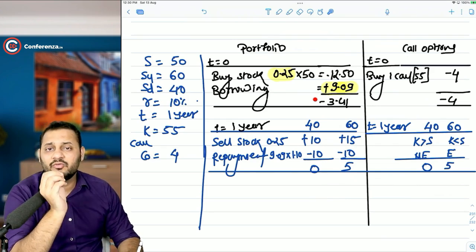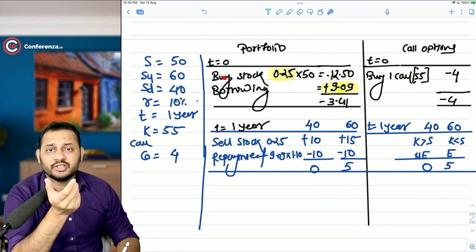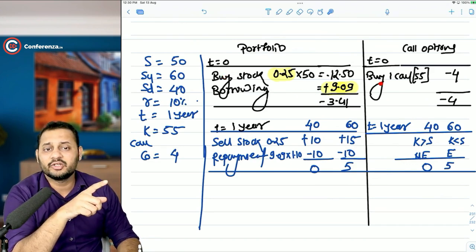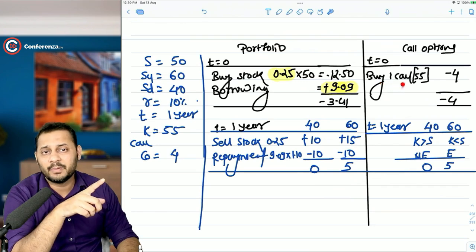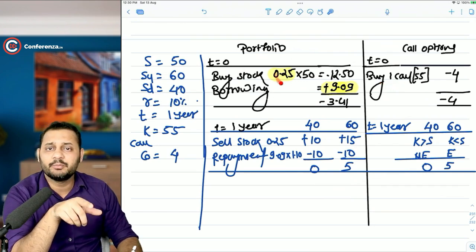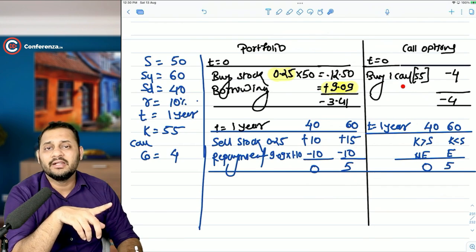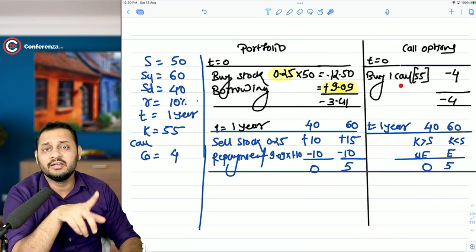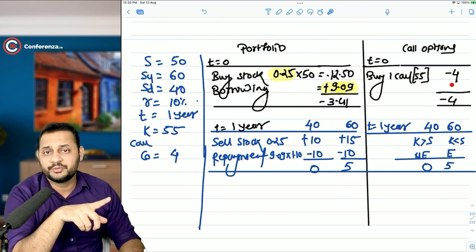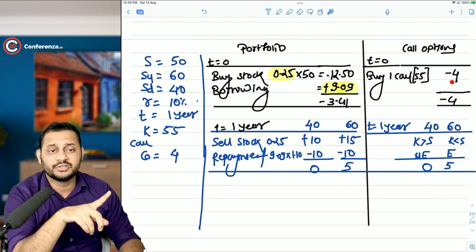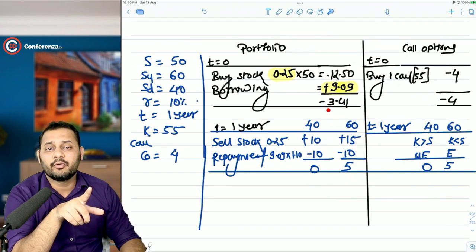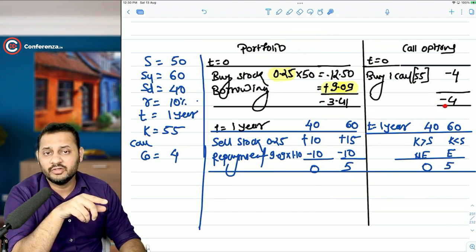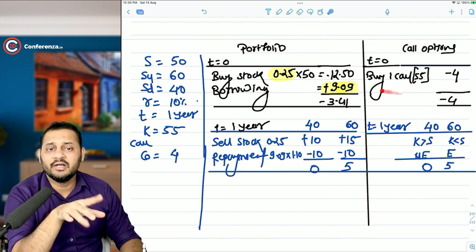So this is where the demand for the stock will increase and the demand for the call option will decrease. Nobody is buying this call option because of this type of portfolio. That means the demand will decrease, and it will keep on decreasing until the option's value becomes 3.41. When the option's value is 3.41, the demand will stabilize.